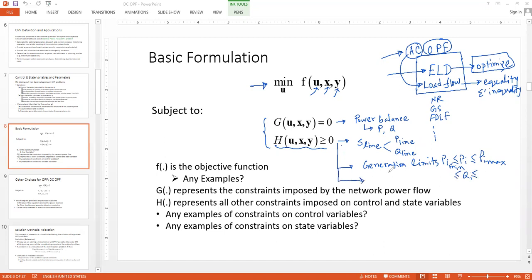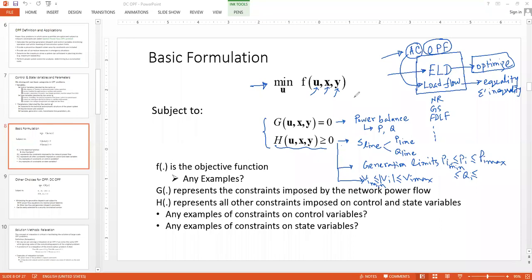And also here we can include the VI, the bus voltage magnitudes. Similarly, the minimum limit as well as the maximum limit. So these are, in general, the formulation of the ACOPF. Now, in this course, we are not going to discuss in detail this ACOPF.